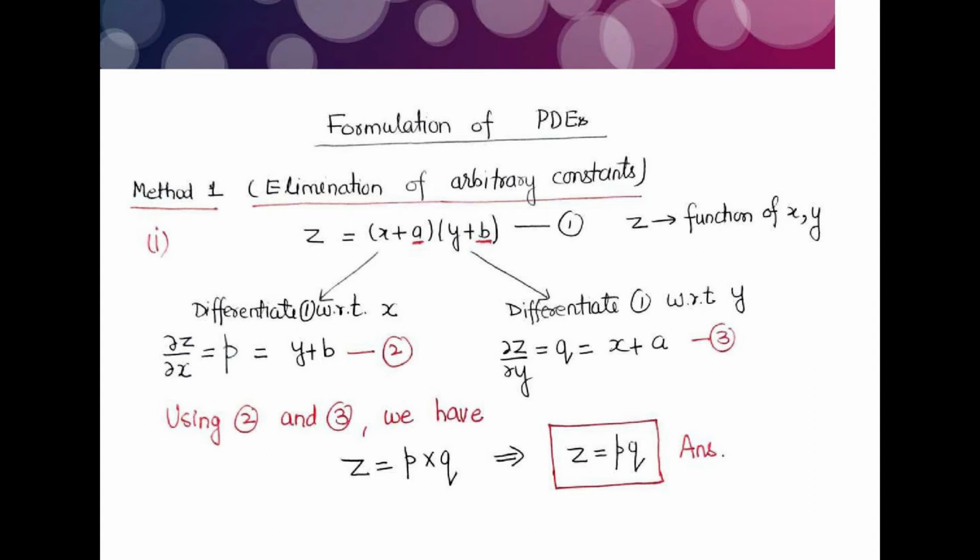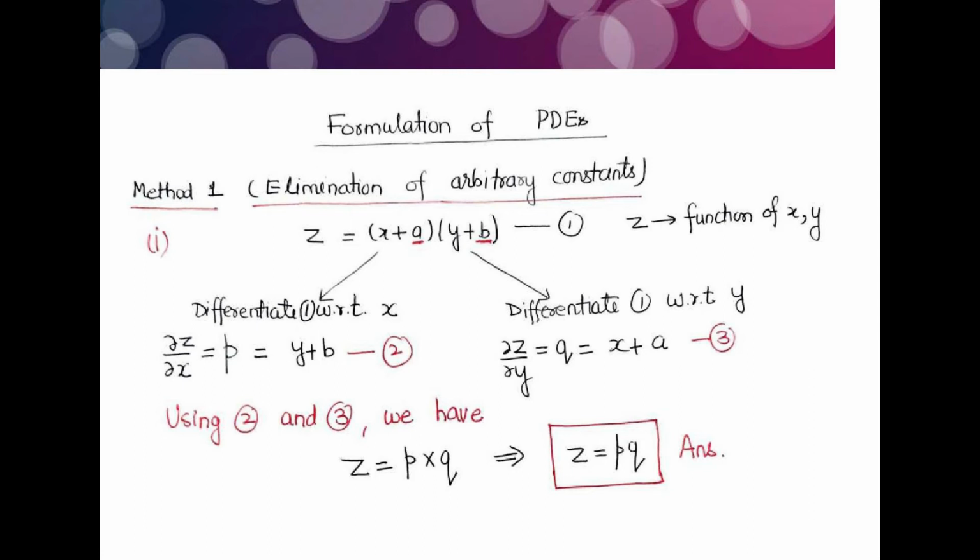So finally, in equation number 1, we have z as a function of x and y. There are two arbitrary constants, a and b, and the number of independent variables is also 2. Both are equal. Number of arbitrary constants is 2, and the same is the number of independent variables. So we have a partial differential equation of order 1.